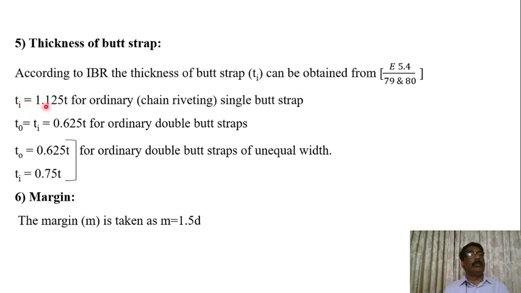Then t is equal to 1.125T for a single strap butt joint. If there is only one cover plate for the butt joint, then simply you can use this equation, where the thickness of the cover plate is equal to 1.125T. So you will have to remember that in a single cover plate, the thickness of the cover plate is greater than the thickness of the main plate. On the other hand, if it is a butt joint with two cover plates of equal width, then the thickness of the outer cover plate is equal to the thickness of the inner cover plate, which is equal to 0.625T, where T is the thickness of the main plate. So you can see in case of a double cover plate, the thickness of the cover plate is always lesser than the thickness of the main plate.